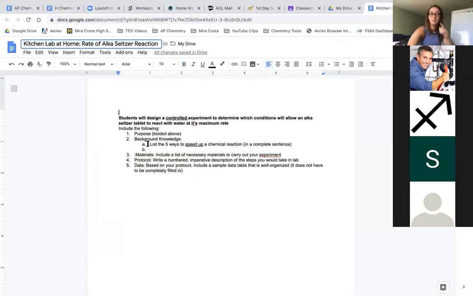And it'll mimic the labs that we normally do. So there will be a purpose, the background knowledge. I'll ask you to do a couple background knowledge questions. I'll ask you to make a list of materials. I'll ask you to write a protocol. I'll ask you to include any safety precautions. And then I just want you to have a data table, okay? So everybody's gonna do these sections, if you will. Now, the extra credit comes in is if you actually perform the lab.